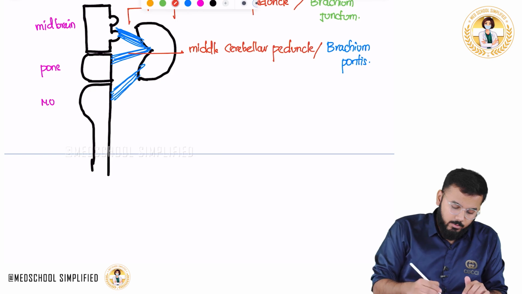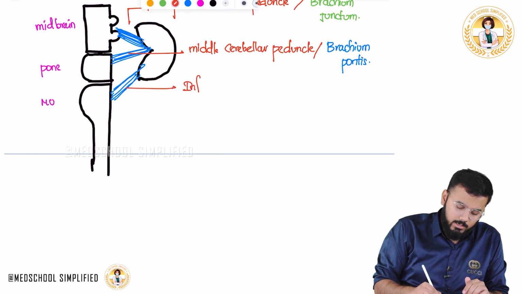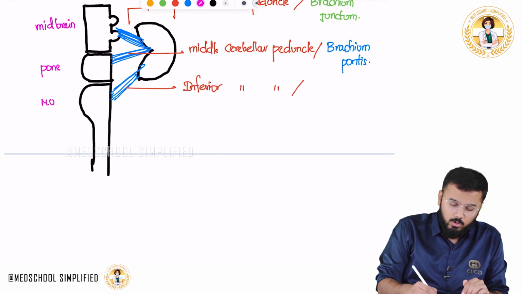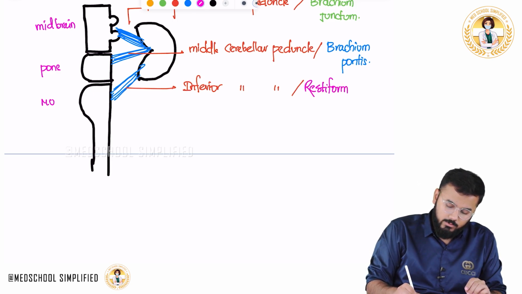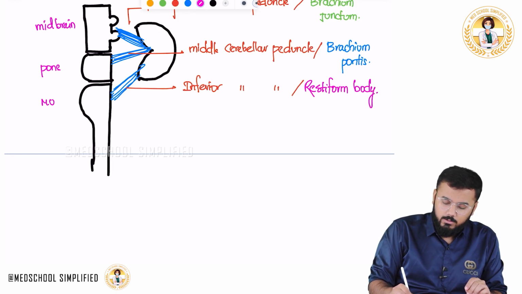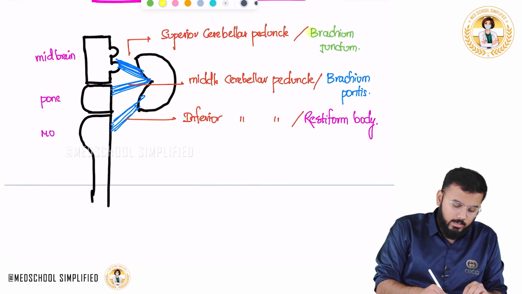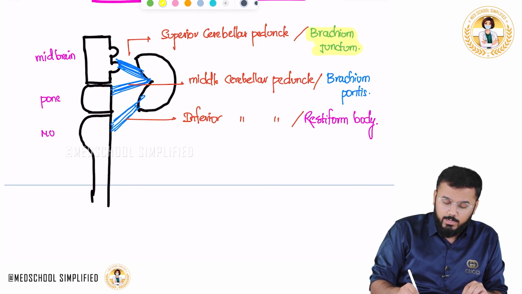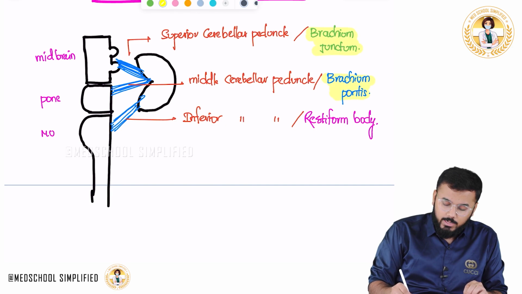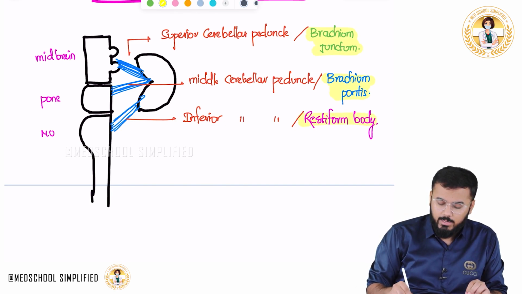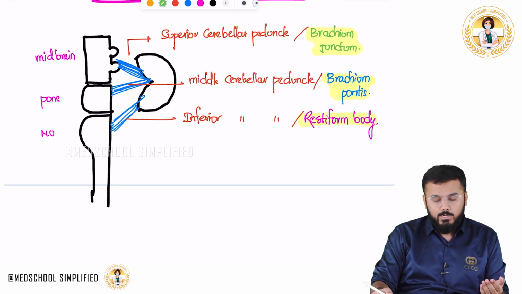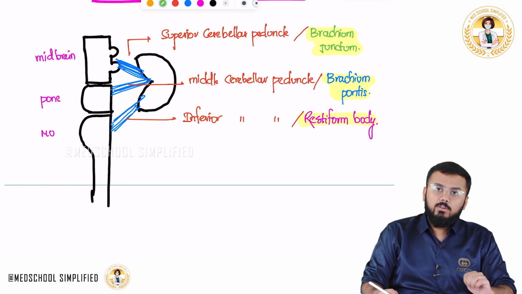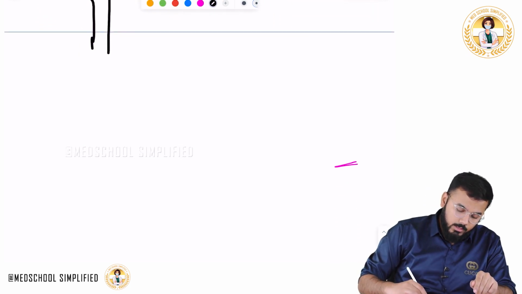And the third and the last important thing is your inferior cerebellar peduncle, which is also called restiform body. So there are three important things over here. What are those three important things? One, you call it brachium junctum. Other one you call it brachium pontis, and the third one you call it restiform body. So these are the three important things: superior cerebellar peduncle, middle cerebellar peduncle, as well as the inferior cerebellar peduncle.